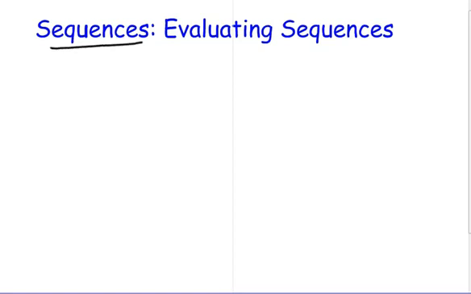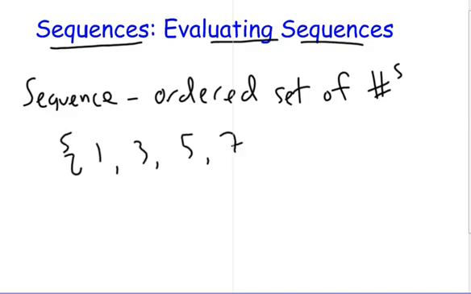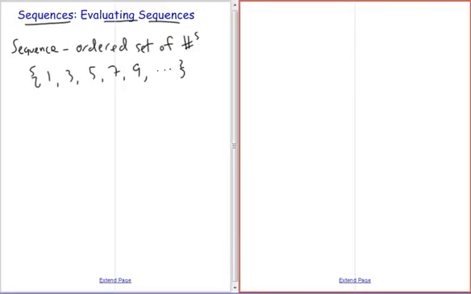Alright students, so we are talking about sequences, specifically evaluating sequences. And you may not even know what a sequence is. Well, a sequence is an ordered set of numbers. That's it. We use the squiggle bracket, the little curly bracket, then we list the numbers separated by commas, and maybe use a dot dot dot to say that they go on forever.